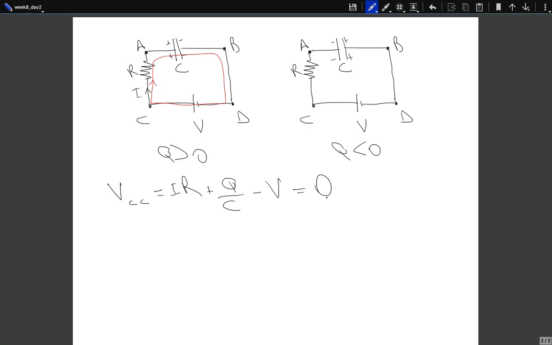Now let's try to relate I and Q. How did we define I? We just took a point and counted the number of charges passing through that point in a given amount of time. This was the current. This is how we defined it. Now let's see, if a charge dq passes through that point, what is the change in the charge of the capacitor?